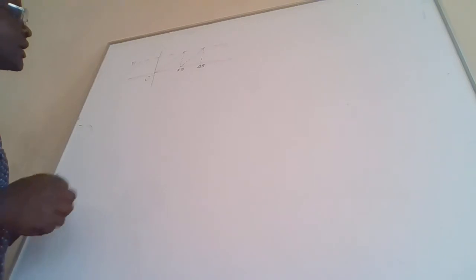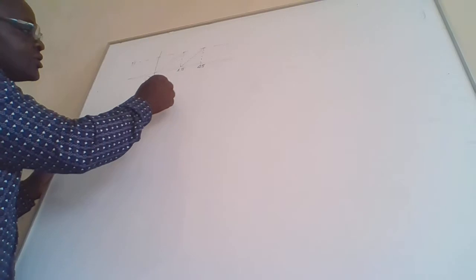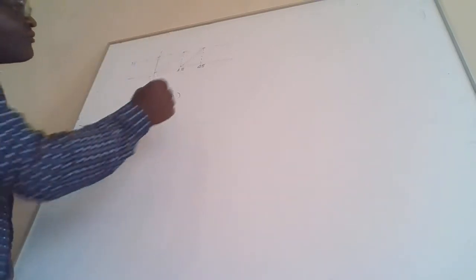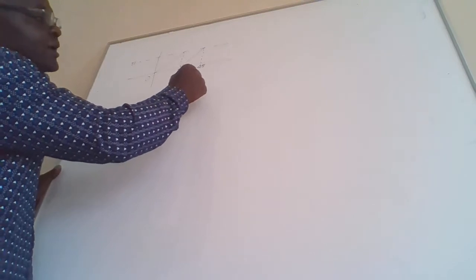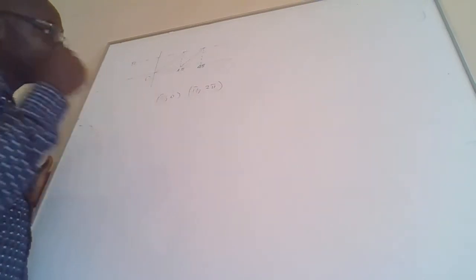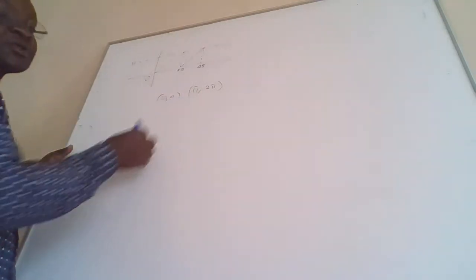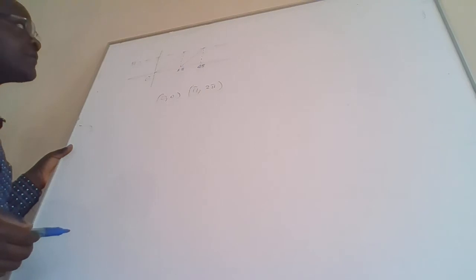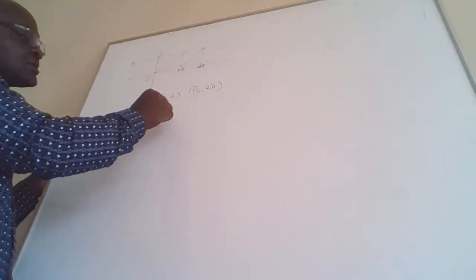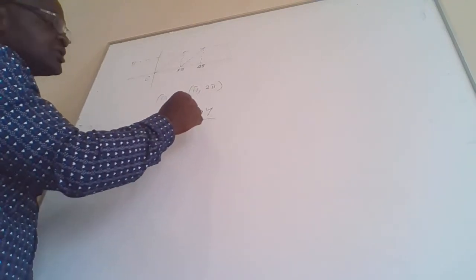Now, we have the coordinates at the point of origin, and then at this point we have pi, that's the value of y, and then we have 2 pi, that's the value of x. Therefore, using the 2 points, we can get the gradient of that line. We know that gradient is given by change in y over change in x.